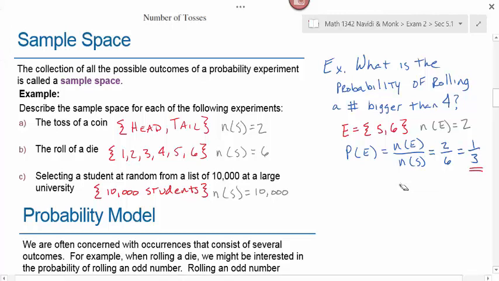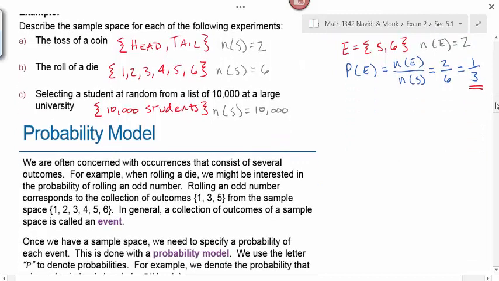Probabilities can get more complicated, and we're going to do those after tonight. So make sure you get caught up on the homework tonight.